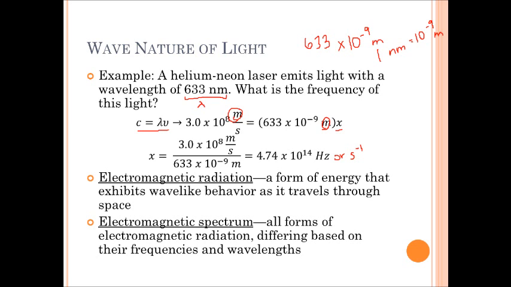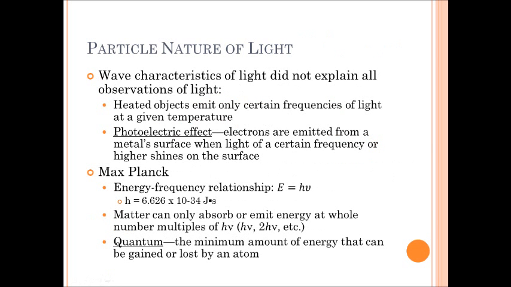Because light is waves, it has a specific type of radiation or type of energy that goes with it that is known as electromagnetic radiation. And the electromagnetic spectrum describes all the different types of electromagnetic radiation based on their differences in frequency and wavelengths. So this is everything from gamma rays to visible light to X-rays and the whole gamut.